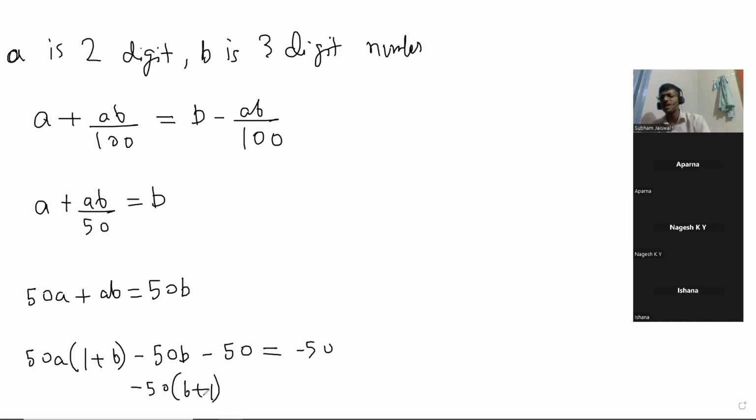Hey, so did anyone try? Aparna, Nagesh, Ishana already gave the exam, so I don't want to say if you should also try. But I couldn't try much because I was not well. Yeah, you were telling me. But then you see this question is easy, right?